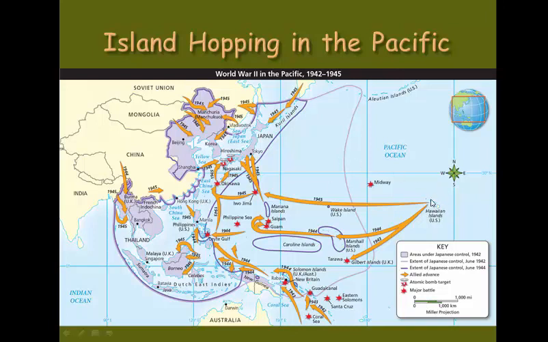They bombed Pearl Harbor, which is right over here in Hawaii. Notice how close it is to the Japanese Empire. All right, so once again, our policy is we're going to hop, hop, hop, hop, hop, until we can get close enough to bomb mainland Japan, known as island hopping.